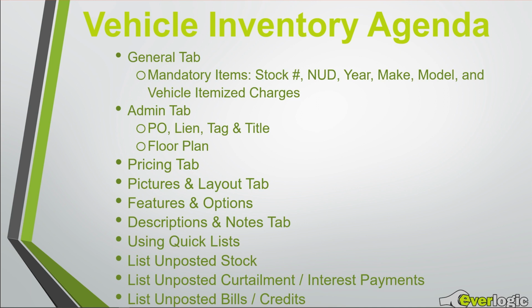We covered the pricing tab. We also added pictures to our pictures and layout tab. There were features and options that we were able to add. We went in and placed a description, and there's a private note that you can add there to your vehicle. We then listed unposted stock, listed unposted curtailment and interest payments, and also listed unposted bills and credits.